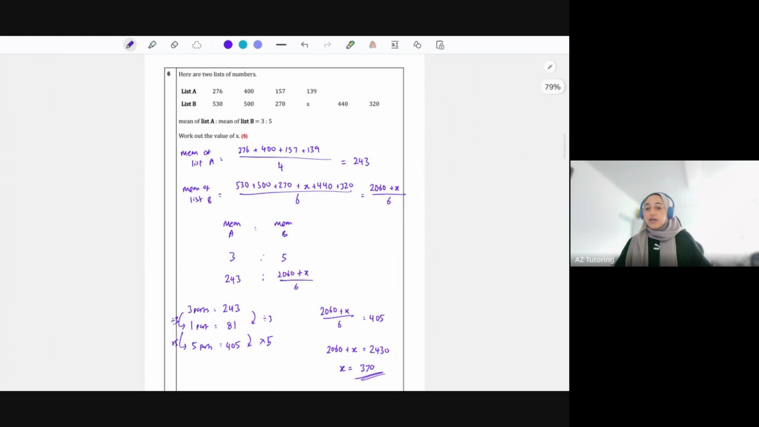To be fair, if you had time in the exam as well, if you made this here 370 and you added them all up and divided by 6, you could even find the mean as well and compare it to your ratio just to double check it is right, but you don't necessarily have to do that. But that seems like a sensible answer amongst them numbers.